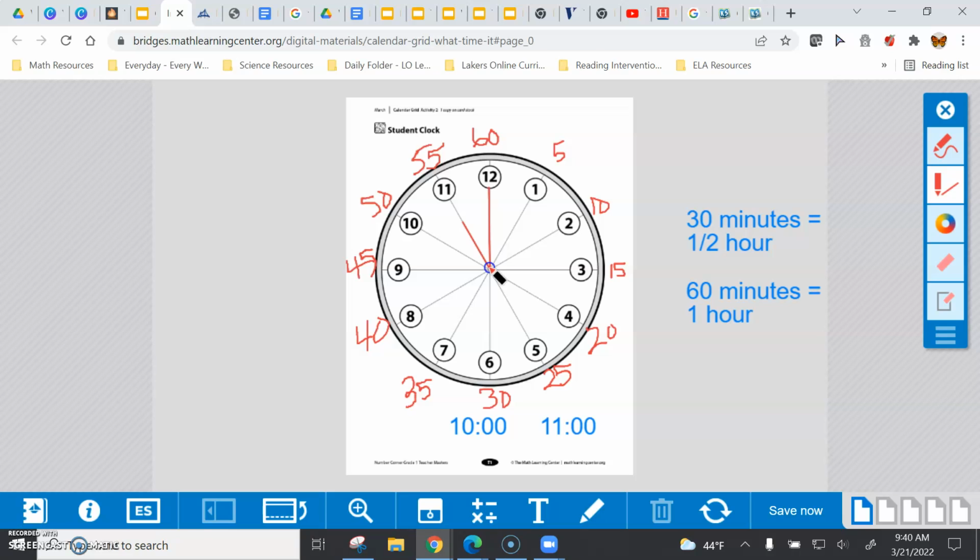Please take the time to pause the video and study this. The more we practice this, the more comfortable you will be with it.